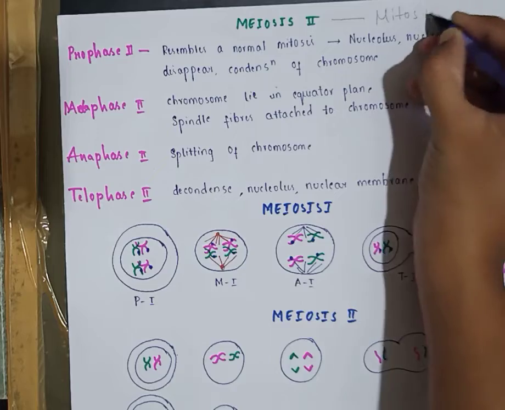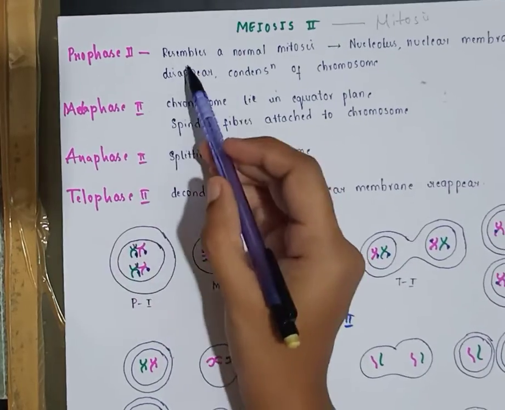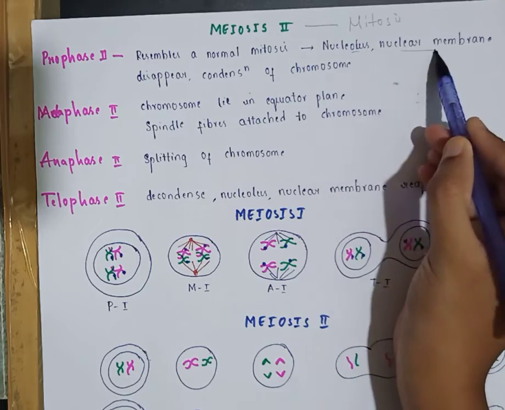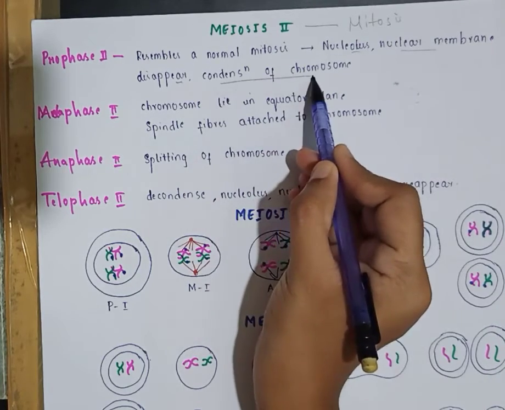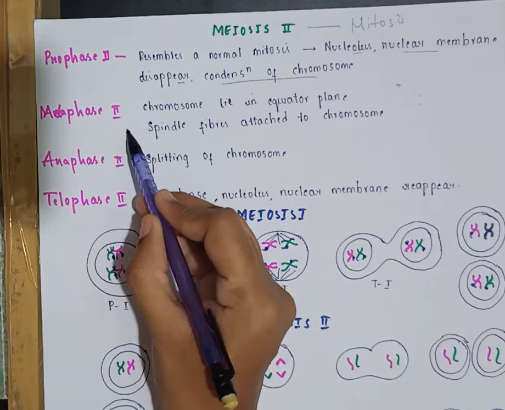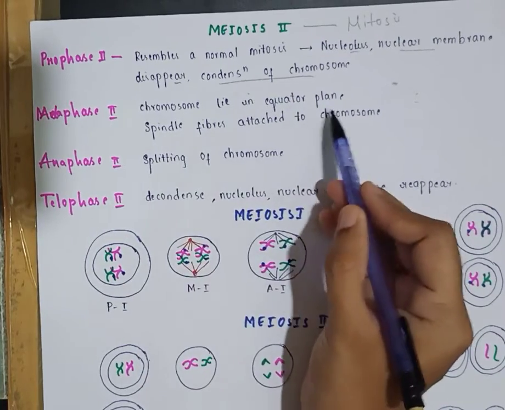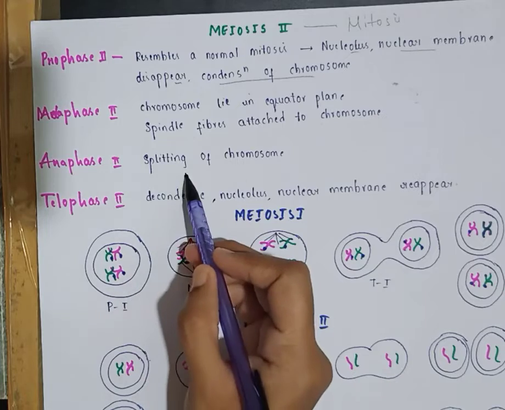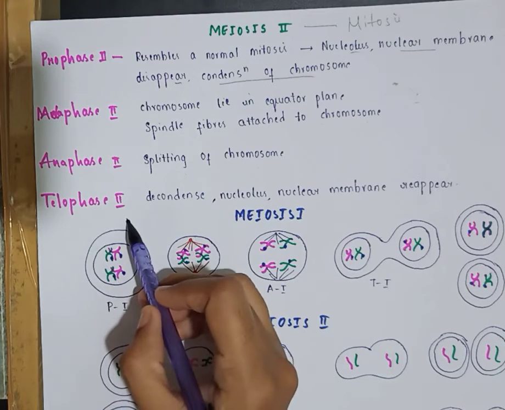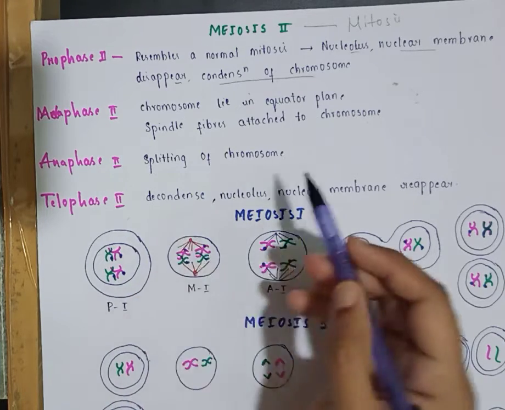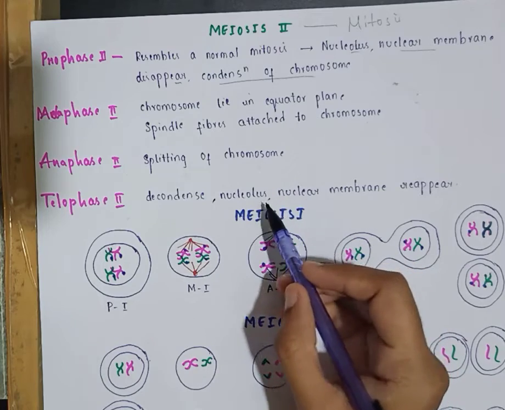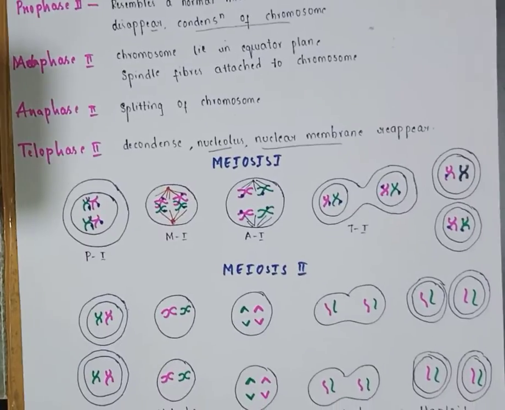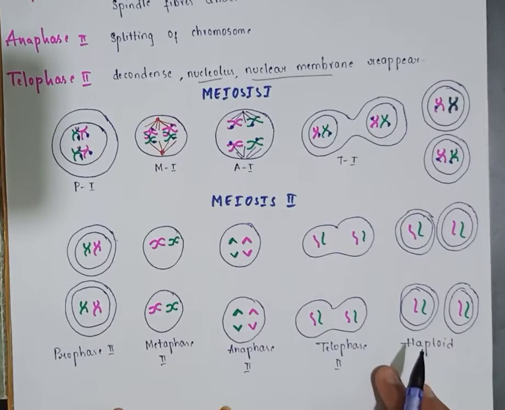During prophase 2, it resembles a normal mitosis. The nucleolus and nuclear membrane disappear and condensation of chromosomes occurs. During metaphase 2, chromosomes lie in the equatorial plane and spindle fibers attach to the chromosomes. During anaphase 2, splitting of chromosomes occurs, and in telophase 2, decondensation of chromosomal material occurs, and the nucleolus and nuclear membrane reappear. So this is a diagrammatic representation of meiosis.